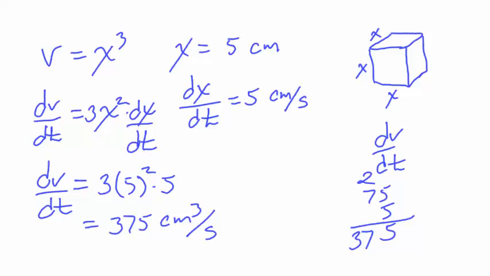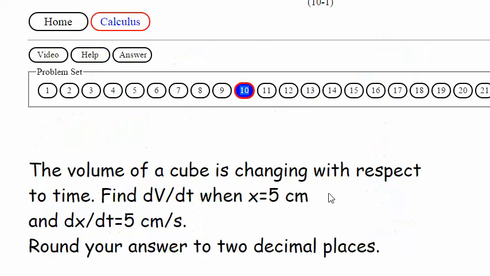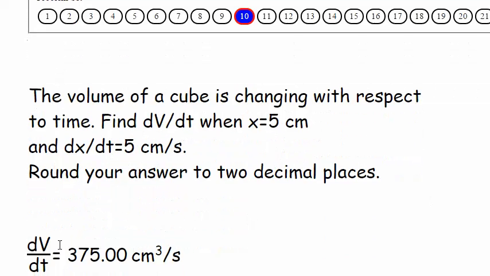Let's go back to the web page. Click on the answer. Yeah, I did. I didn't save my work or something. So we have dv over dt is 375. Now, it says round your answer to 2 decimal places. Okay, so we're going to throw on 2 zeros on the end to get 2 decimal places. We got centimeters cubed per second.